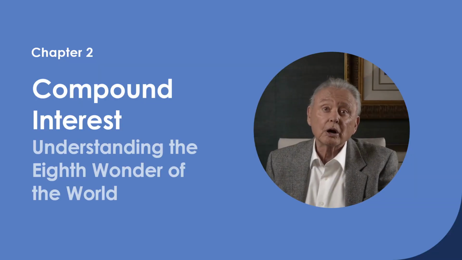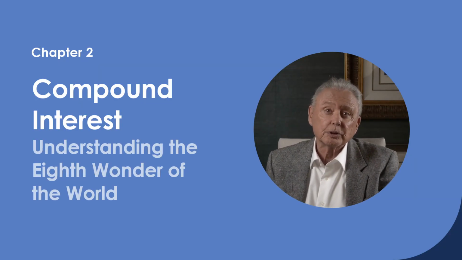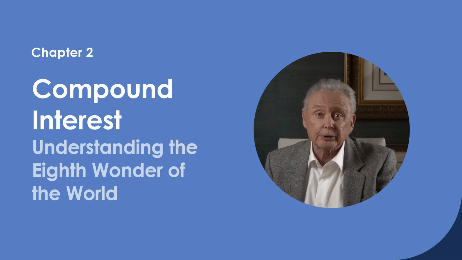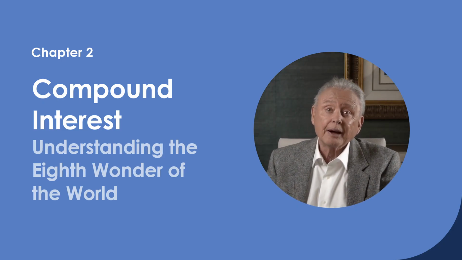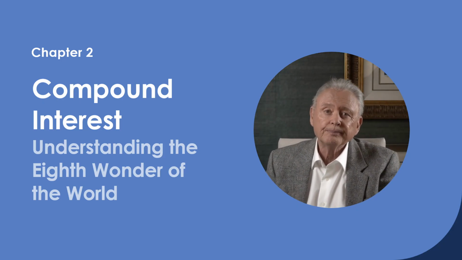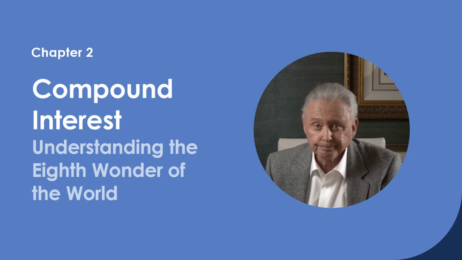Now that we've learned the remarkable story of Mayer Amschel Rothschild, let's turn our attention to the principle that he believed was the secret to his extraordinary financial success. That principle is compound interest. In this chapter, we'll learn what compound interest is, how it works, and why it has such an extraordinary impact on building wealth over time.